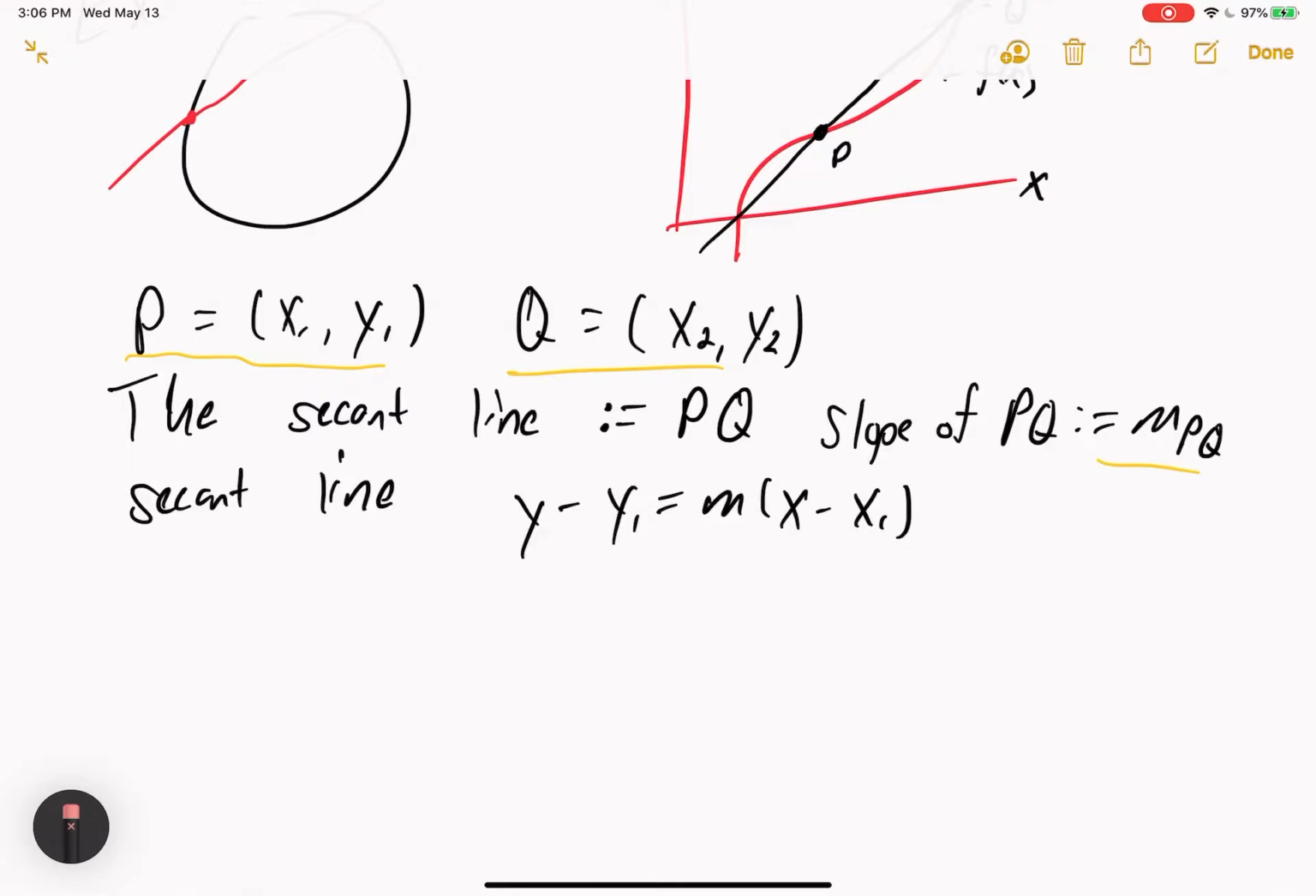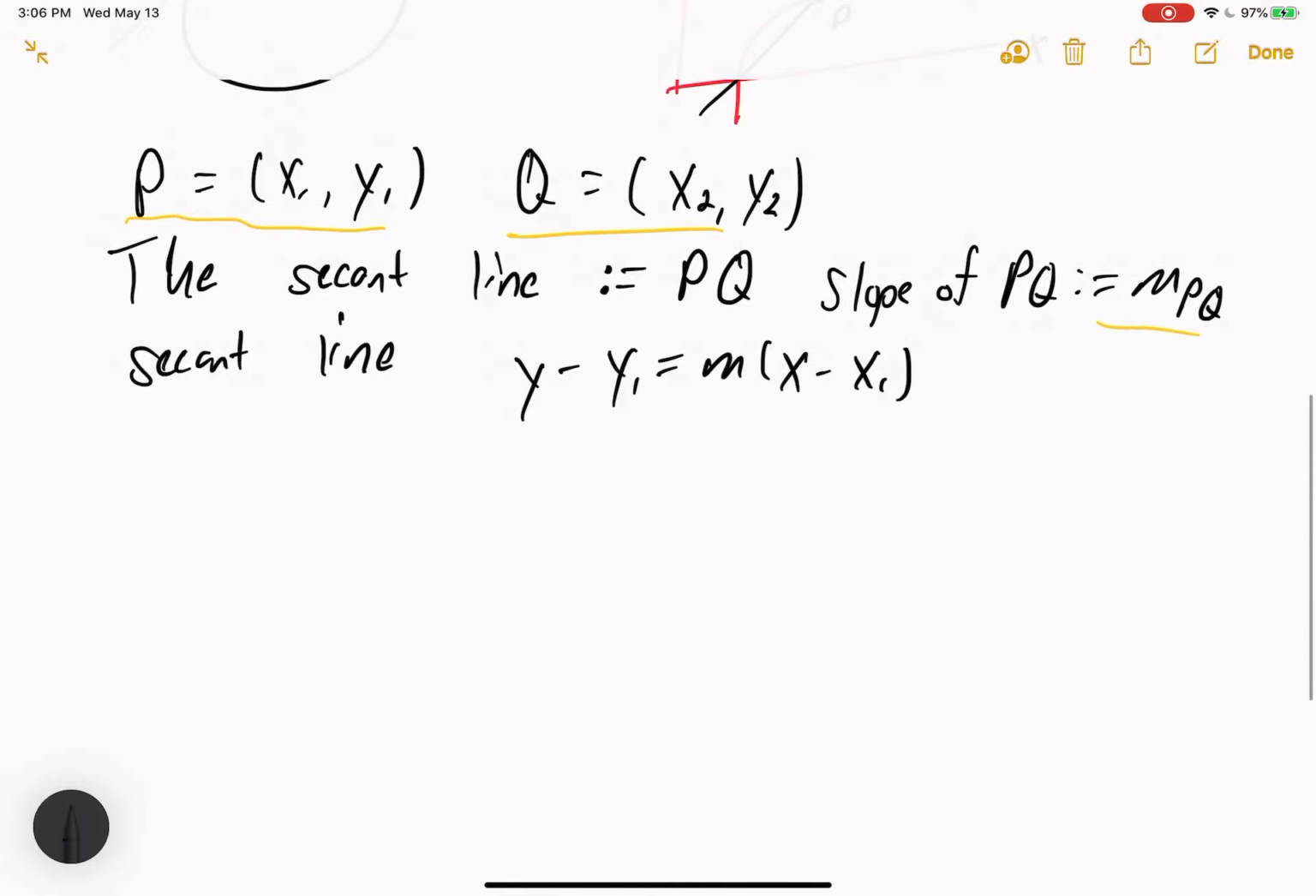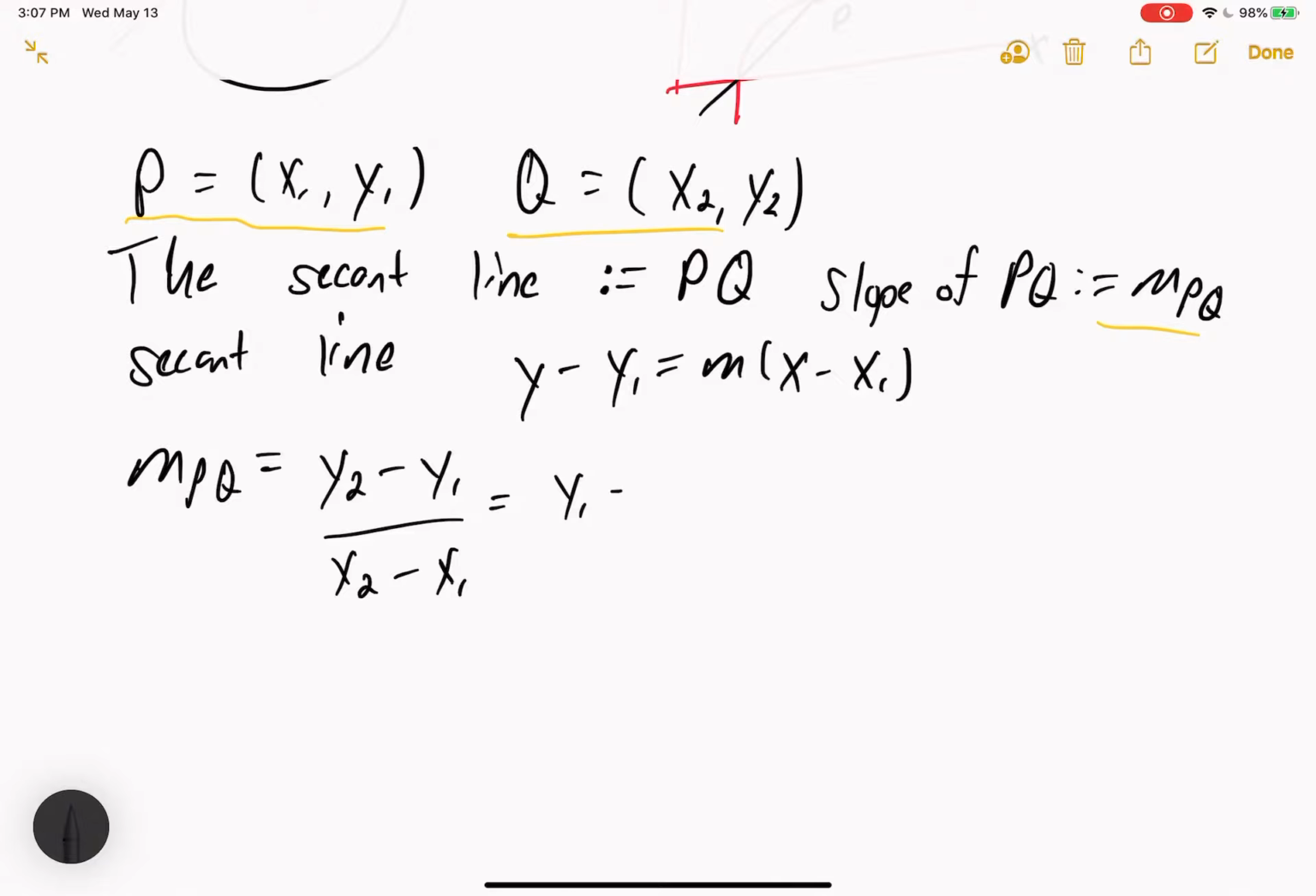Oh yeah, one other thing I forgot to mention: M_PQ, the slope of the secant line, I've defined the notation but I haven't specifically told you what it is. M_PQ will be equal to y2 minus y1 over x2 minus x1. And that's the same thing as y1 minus y2 over x1 minus x2. The order doesn't really matter because it's arbitrary. You can relabel them if you want. The idea is we can actually define what the secant line is.